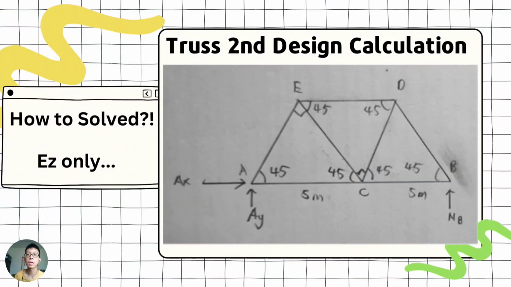This will be the second trial design proposed by our group. As seen in the diagrams, it's a symmetrical structure composed of three triangles, in which two angles of each triangle are 45 degrees and another one is 90 degrees. And there will be AX and AY at point A and also MB at point B.